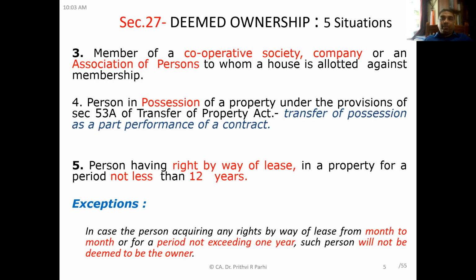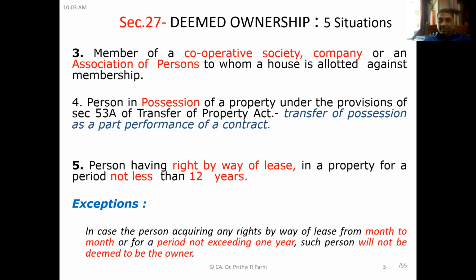Yes, sir. Point 5 deals with provisions of 53A of Transfer of Property Act. At the appropriate time you can refer to this particular section. That means transfer of possession of a house as part performance of a contract. At a very surface level, if there is a valid contract between two people, and as a consequence of that contract, somebody has given the possession of the house as part performance of the contract.